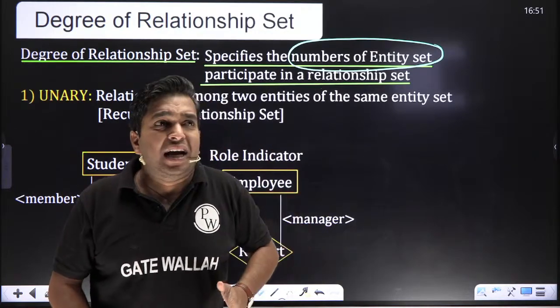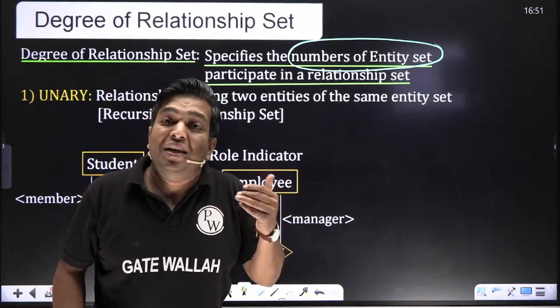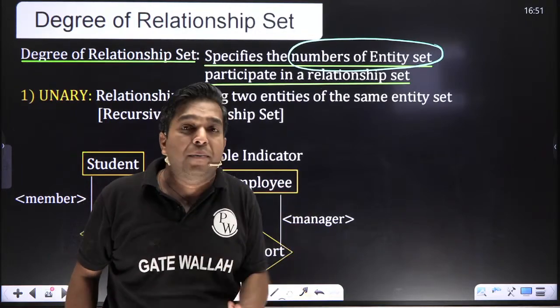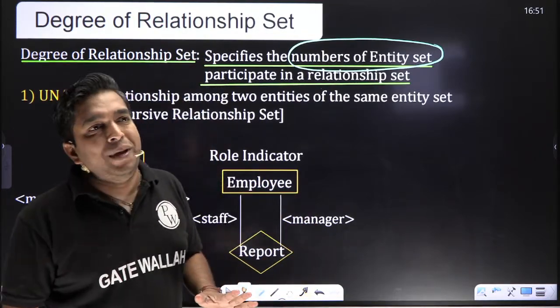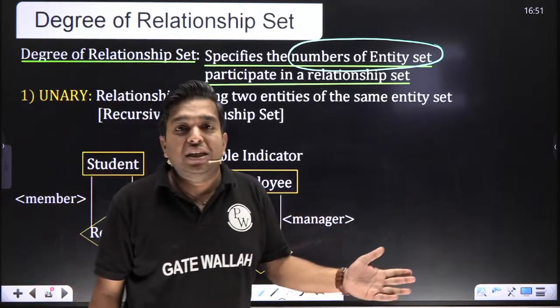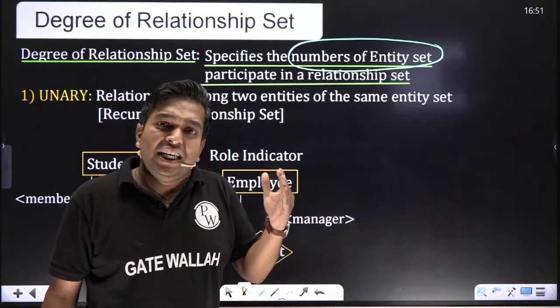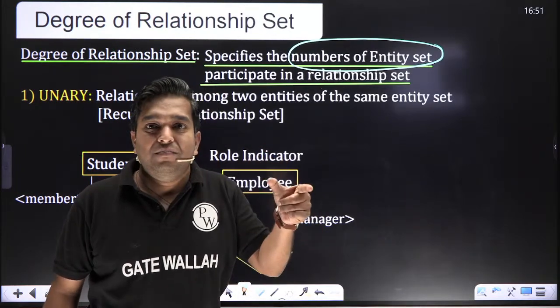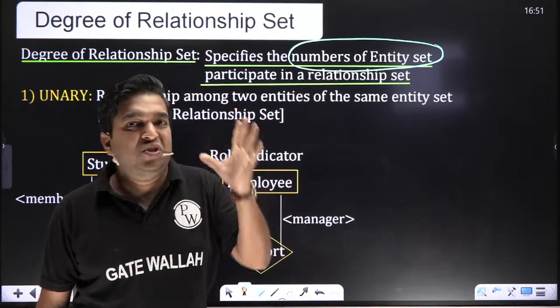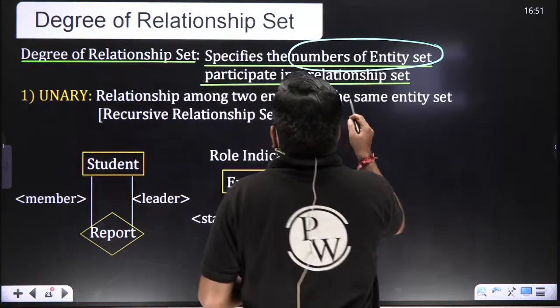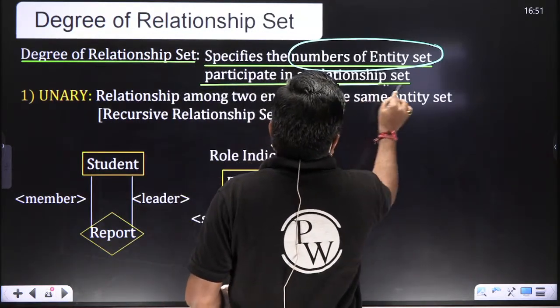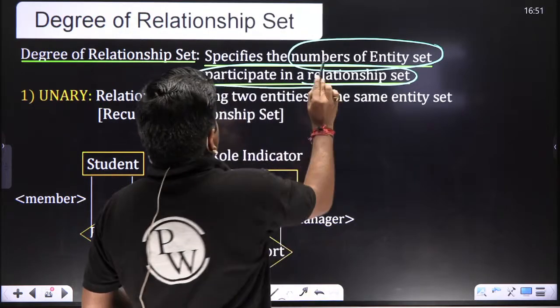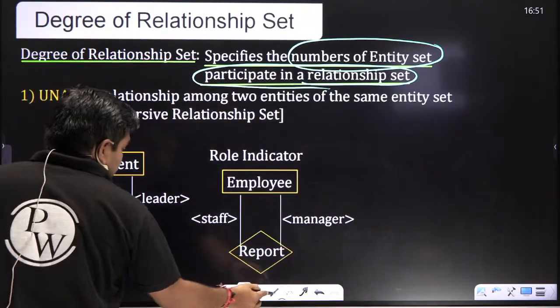Most of the students are writing, sir, how many entities are participating. That is wrong. One to many, many to one, that was the cardinality ratio. Are you getting my point? How many entity sets, not entities, are participating in a relationship, that is called degree of relationship.